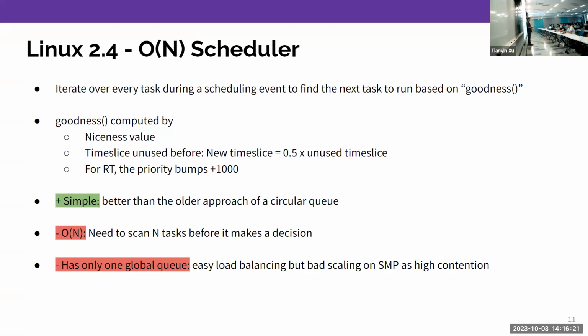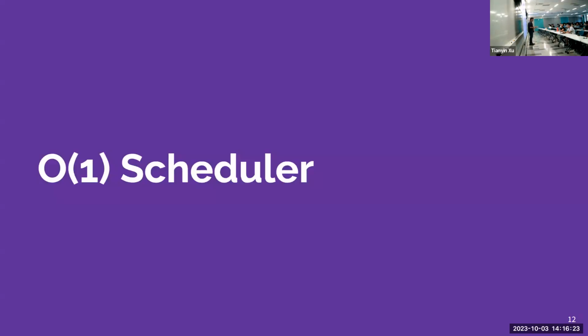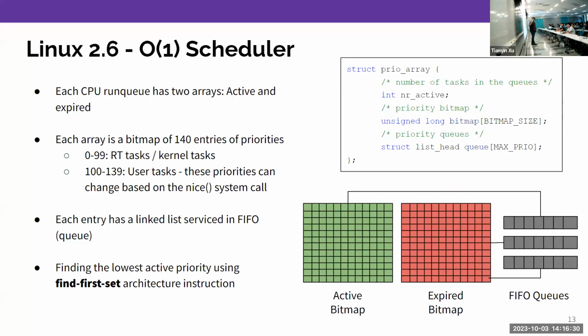Let's get to what they did in Linux 2.4 right after that, which is called the O of 1 scheduler, the natural progression of designing algorithms. The core idea here is that it has two lists of sorts, the active list and the expired list. Each list is basically a bitmap of 140 priorities. I think 0 to 99 are given explicitly for RT tasks or kernel tasks, and 100 to 139 is all user tasks.